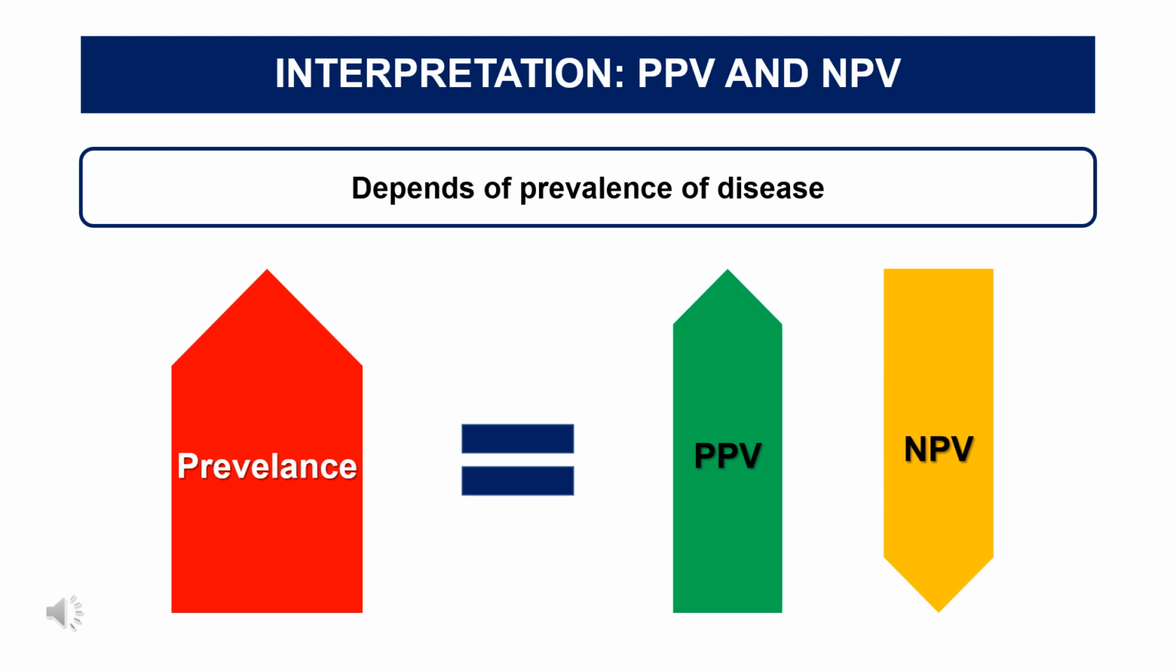Positive and negative predictive values depend on the prevalence of disease, or in other words, how much of the disease there is in the population. In general, an increase in disease prevalence is associated with an increase in positive predictive value and a decrease in negative predictive value.